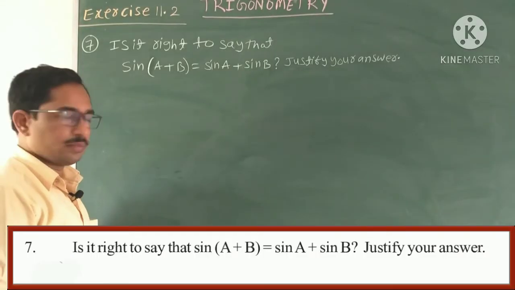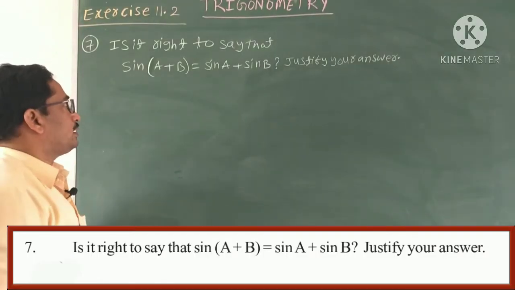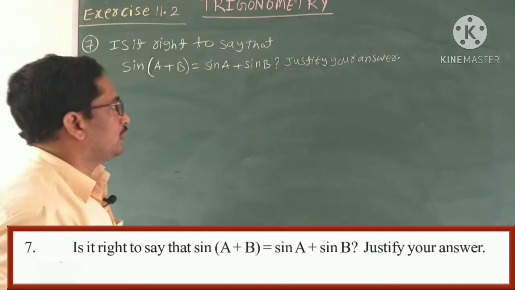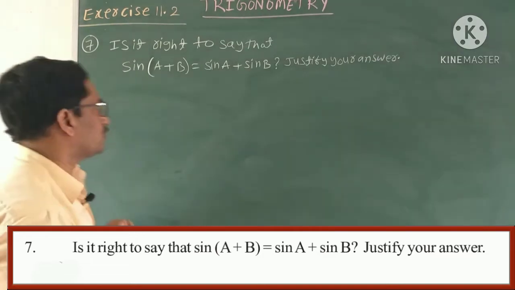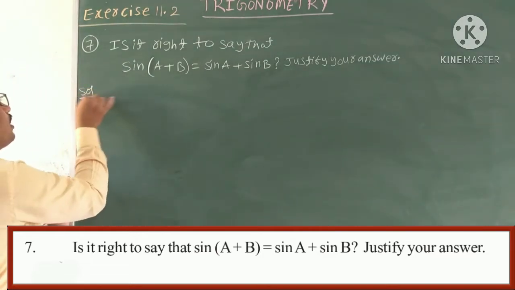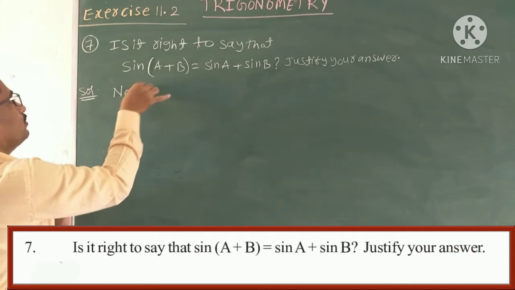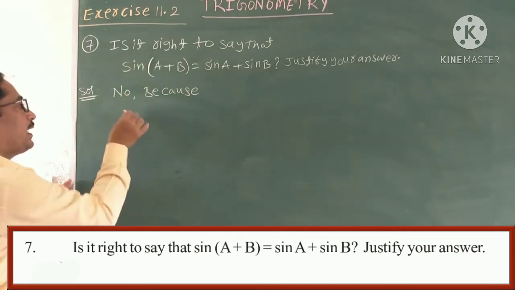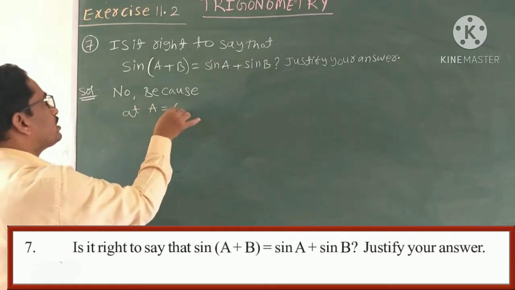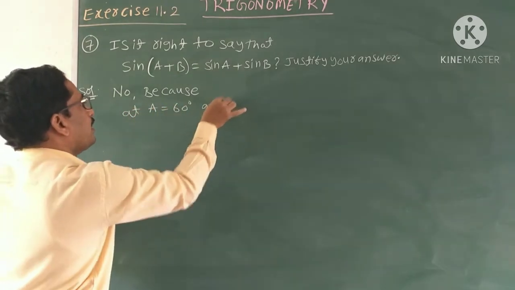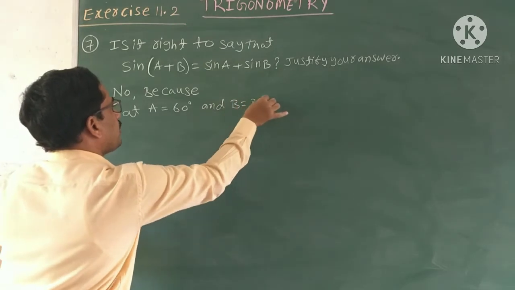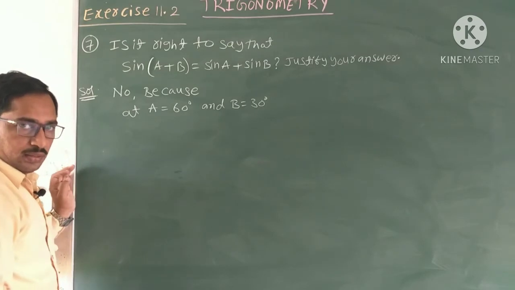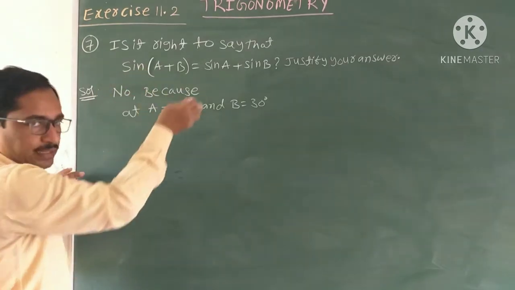The last, seventh question: is it right to say that sine of A plus B equals sine A plus sine B? Justify your answer. So here is the solution. The answer is no, because taking angle A equal to 60 degrees and B equal to 30 degrees, I am taking these two angles, 60 and 30. Now substitute and calculate the left side and right side.